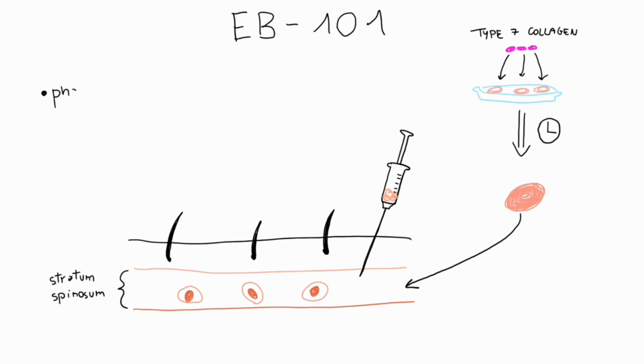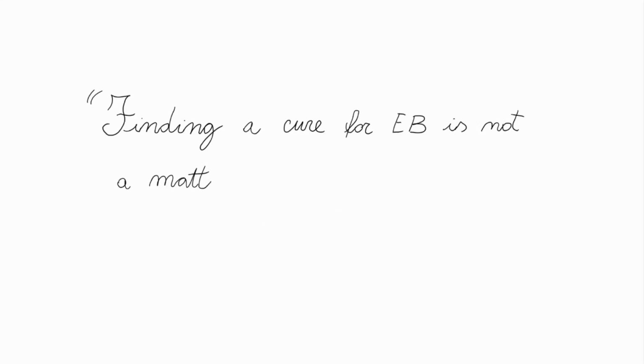Phase 1 and 2 of clinical trials are also being carried out, involving a protein replacement therapy that provides recombinant type 7 collagen. In addition to the few examples reported, many trials and studies are in place. Researchers are working hard and results look promising. Finding a cure for EB is not a matter of if, it's a matter of when.